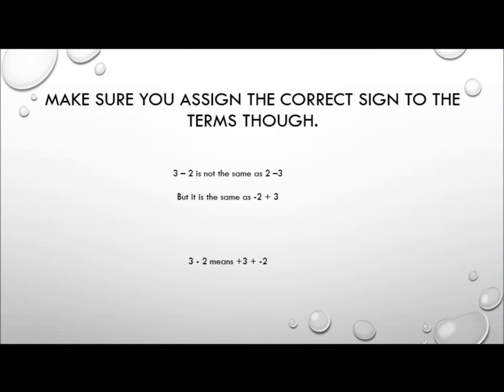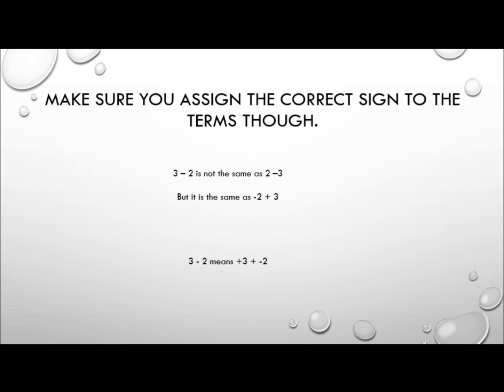Just be careful though that you make sure you assign the correct sign to the terms. The operator in front of the term tells you the sign that that term should have. If it's a plus, it's a positive term. If it's a minus, it's a negative term. If there is no operator in front of it, it is counted as a plus.